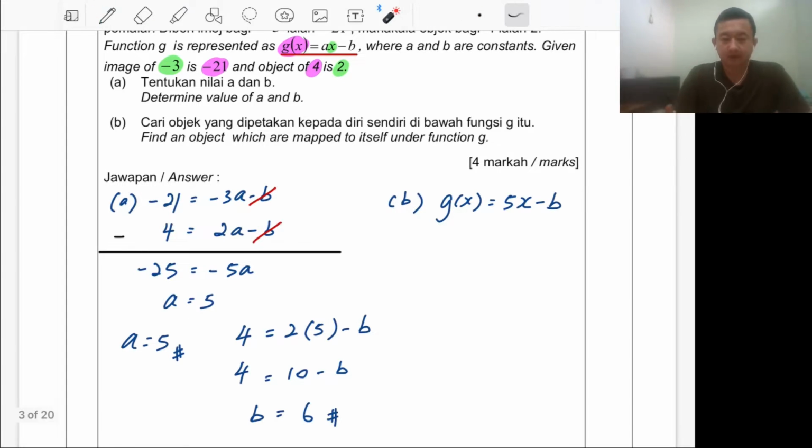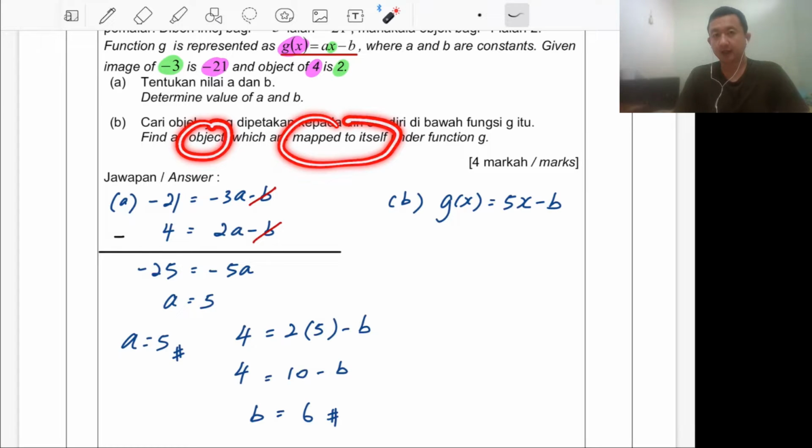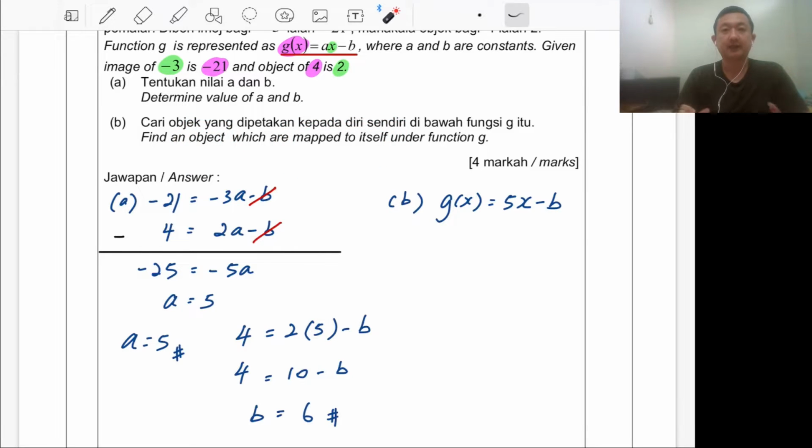Okay, once you have that, you have to understand the meaning of object mapped to itself. What does it mean? Object mapped to itself means that when you put in an input, the answer, which is the output, should be the same value as the input. Input equals output. Object equals image. So if you put the object as 2, your output should be 2 as well. If you put the object as 5, your image should be 5 as well.